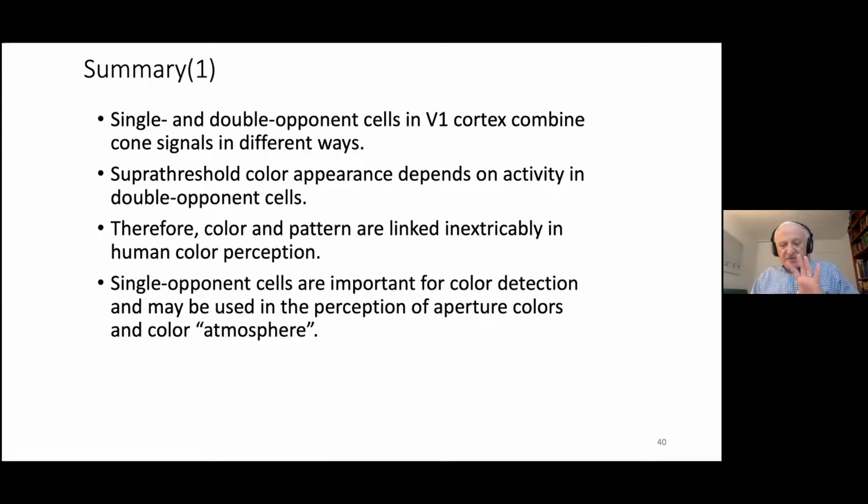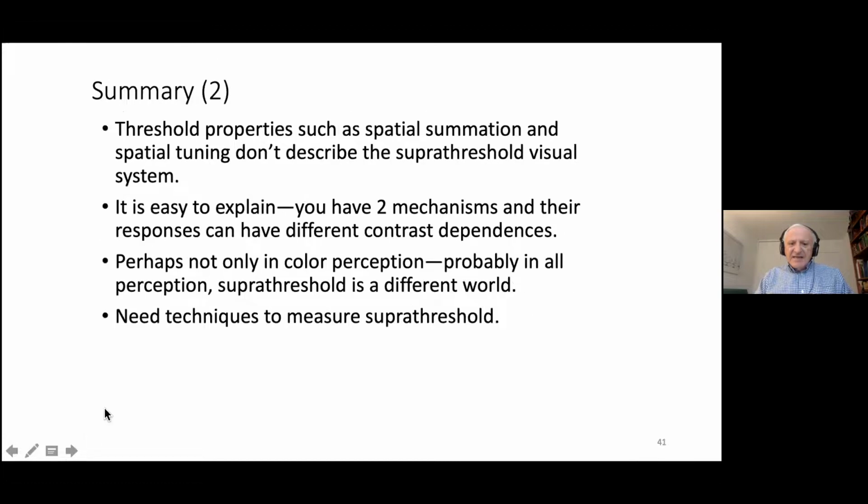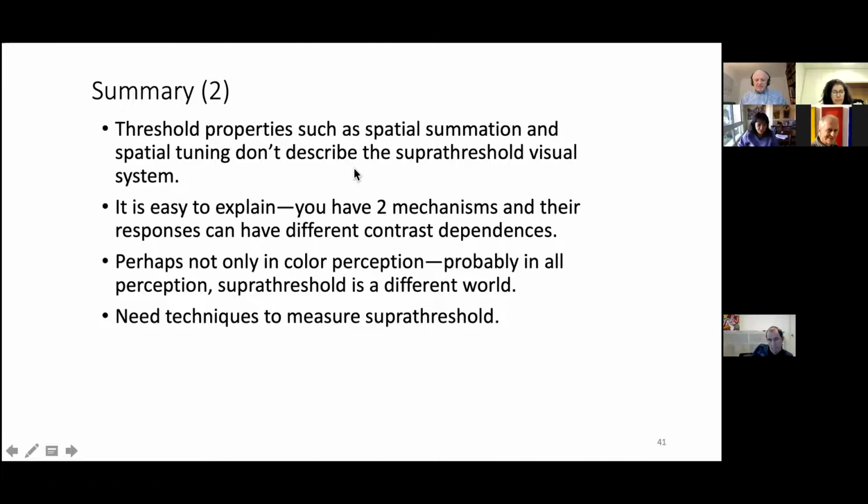So the summary for color vision is that we have a special pathway that we're using a lot for color perception. But I want to say something else, that I have a second summary, which is more general. And that is that threshold properties, the properties I'm thinking of like spatial summation or spatial tuning, don't apply to the superthreshold visual system in the realm of color anyway, because colors, superthreshold properties depend on edges and pattern and so on.